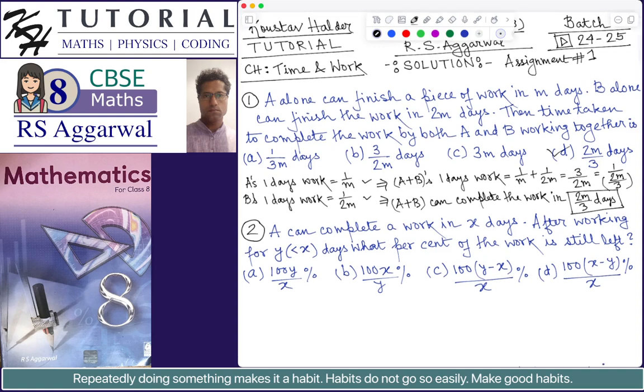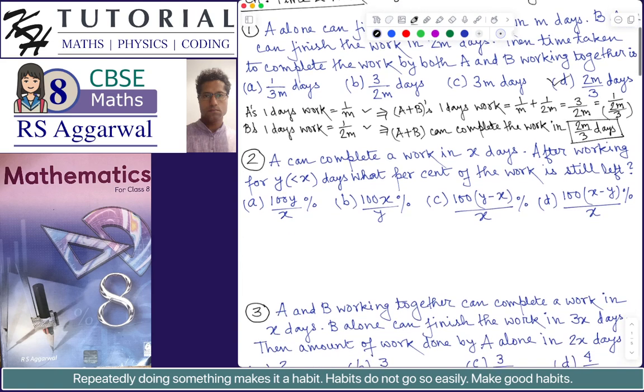Okay. Problem number 2. A can complete a work in X days. After working for Y days, where Y is less than X, what percent of the work is still left?